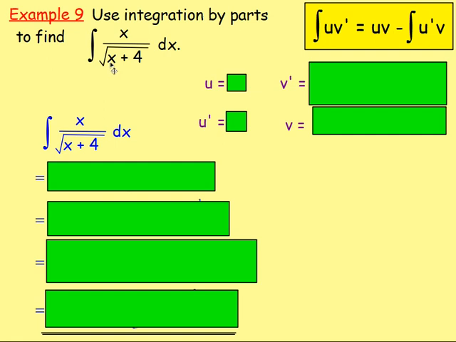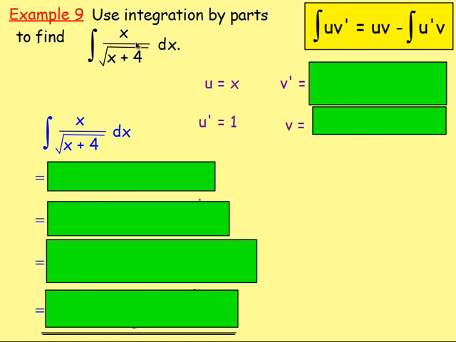Or you could write the x plus 4 as x plus 4 to the power of a half, and then move that to the top line. So it'll be x plus 4 to the power of negative 1/2. Therefore, you'd have really x times x plus 4 to the negative 1/2. So it would become a product. So u here, the one that's easy to differentiate, is obviously x, and if you differentiate it, you get 1.